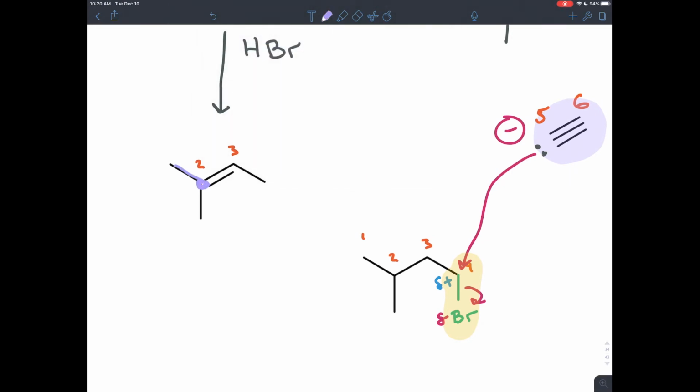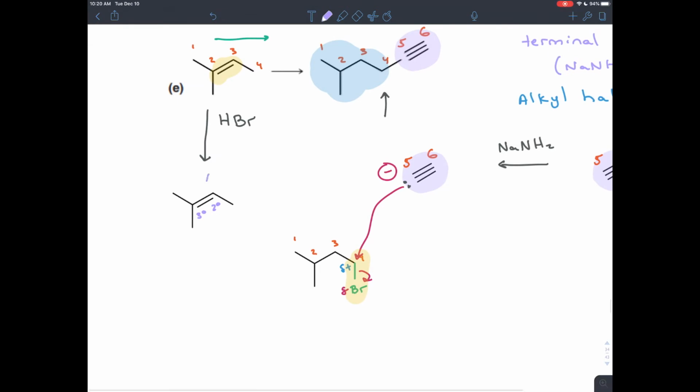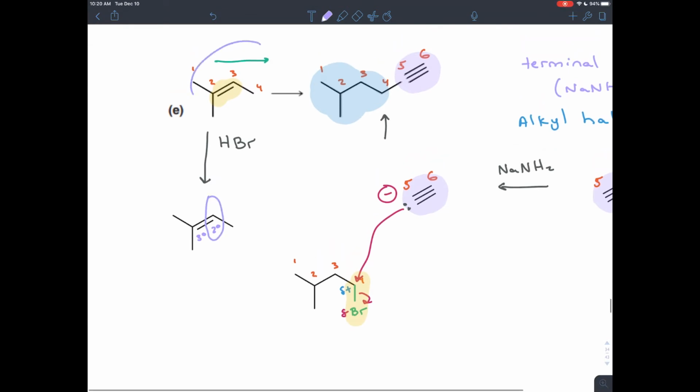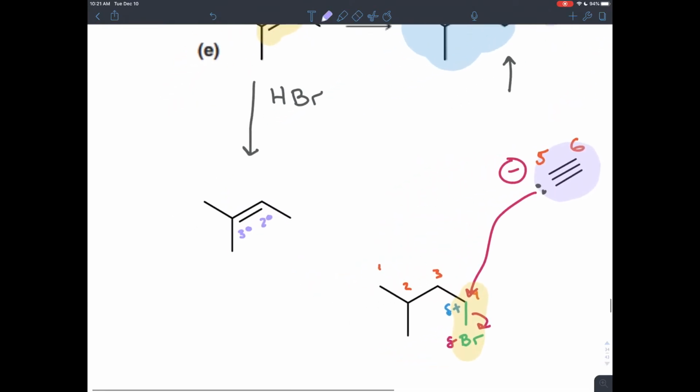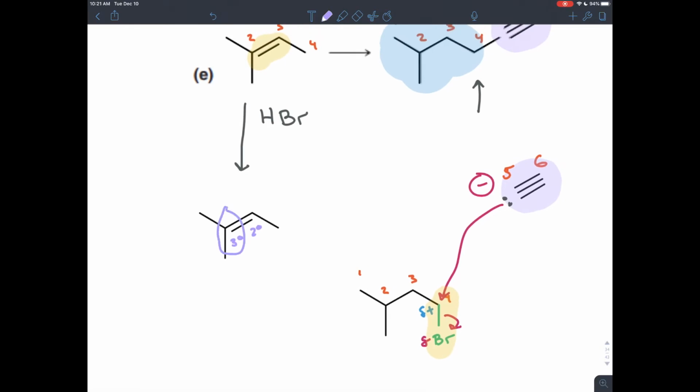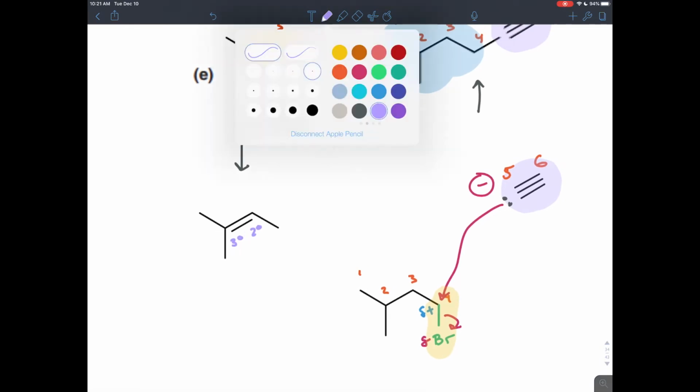This carbon number 2 is bonded to 1, 2, 3 other carbons, so it's tertiary. Carbon number 3 is bonded to 1, 2 other carbons, so it is secondary. We want the bromine to add toward the right. We're trying to move the bromine to the right, so we want to add it to the secondary carbon here. Which means we want the hydrogen to go on the tertiary, the more substituted position.